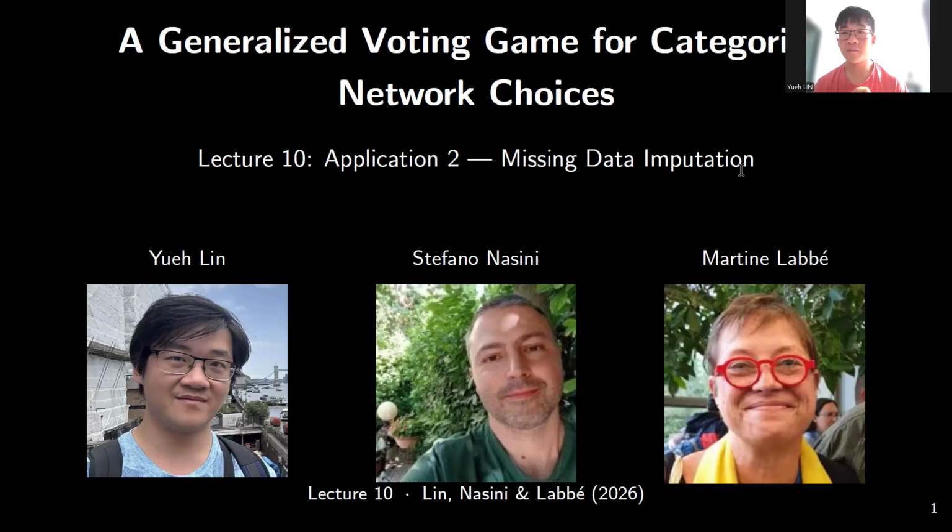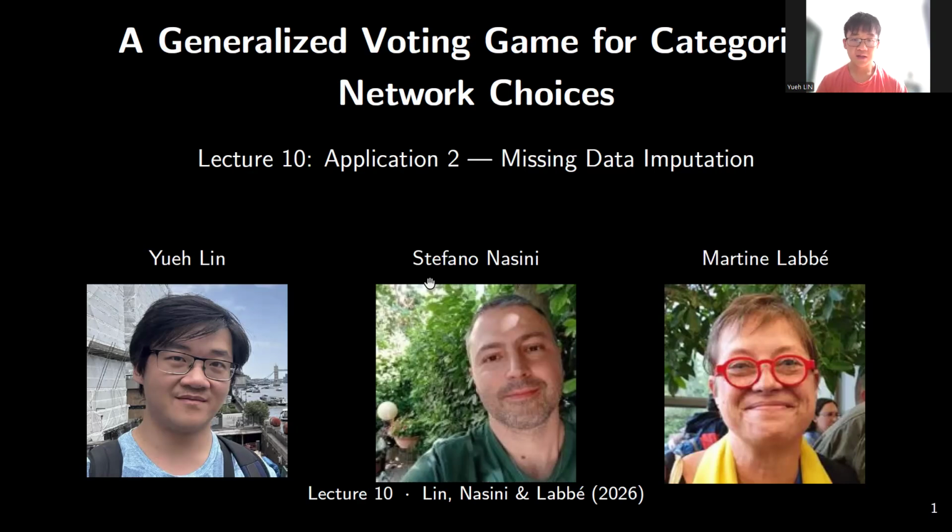Hello, everyone. Welcome back to today's lecture number 10, where we're going to talk about the second application of the voting game model: missing data imputation. The key question here is whether we can use the voting game as a more powerful replacement for the k-nearest neighbors imputer. The answer is yes, and we will see exactly why.